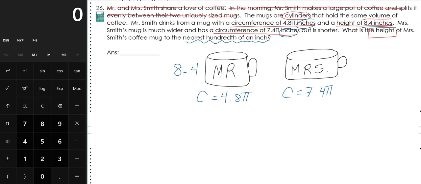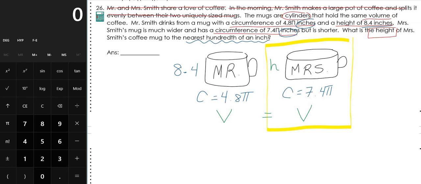Okay, the other thing they told us that was important is that their volumes are the same. So this volume is equal to this volume. They didn't tell me what it is, but they said it was equal. And my goal is to get the height. That's the goal. Okay, well, I'm going to have to work backwards with this one here so that I can figure out the height. But I don't really have much. I have a circumference, but circumference doesn't use height. And I don't have the volume.